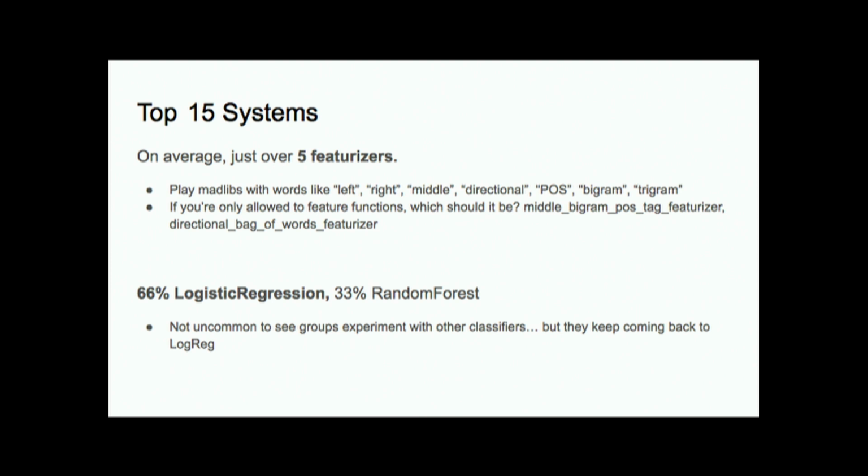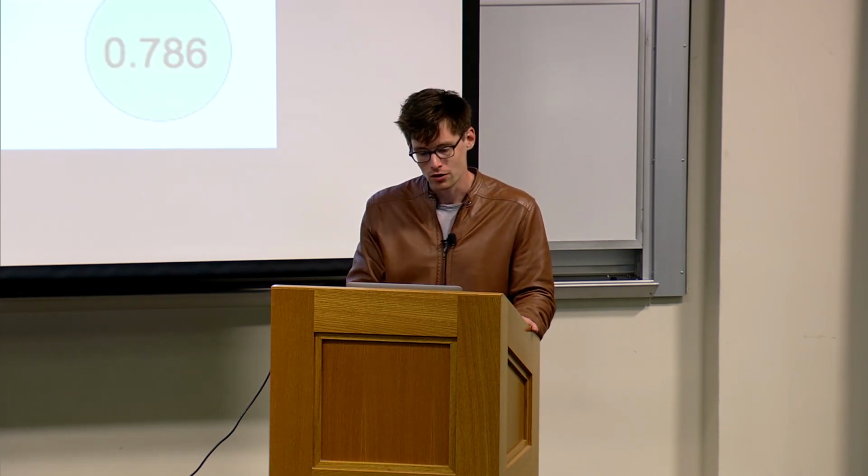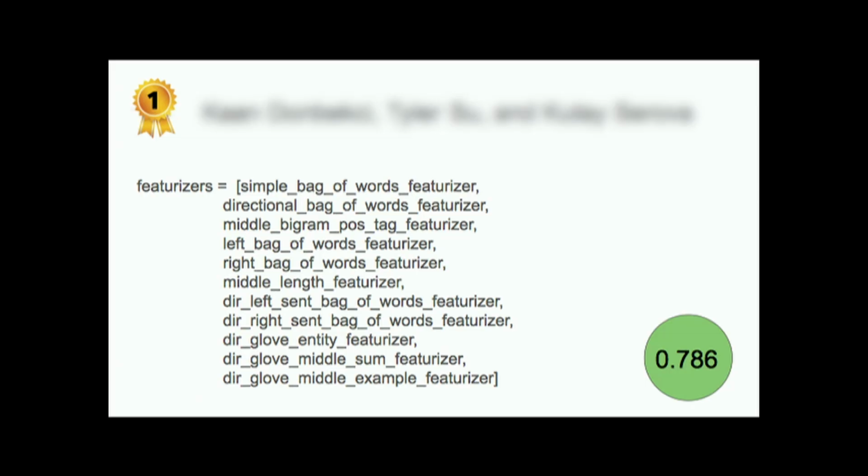So on average, the top 15 systems had 5 featurizers compared to the bottom ones, which generally just had 1. And so I think that shows that you can get pretty far by thinking about what the inputs to the model are. So one example, the very top system, congratulations to this group.